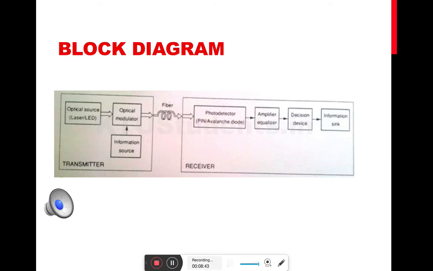At the receiver, you have the photodetector for detecting the optical signal and converting it to an electric signal, and then the amplifier and equalizer, that is, the signal conditioning circuits. And you have a decision device, data recovery and clock recovery units, and the information is finally received.